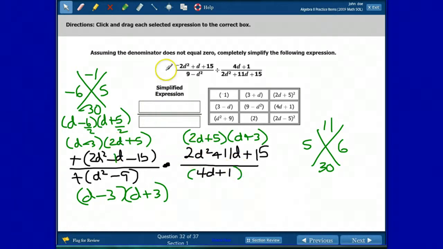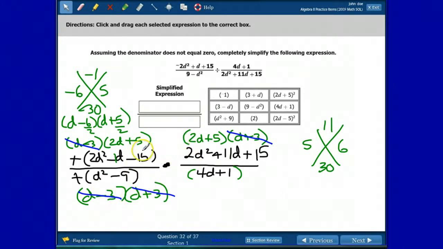And now I'm going to go to town and cross stuff out. Let's change colors. The rule of thumb is whatever is on the top can be crossed out with something on the bottom, and that's it. So I've got a d plus 3 and another d plus 3. I've got a d minus 3 and another d minus 3. And it doesn't look like I can do anything else.